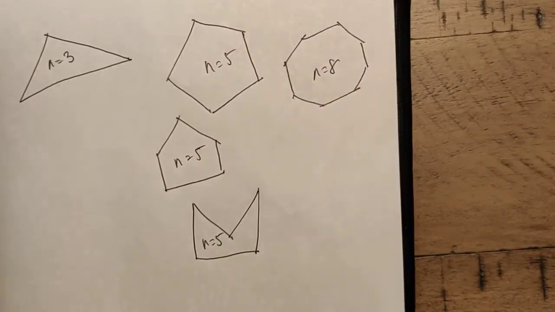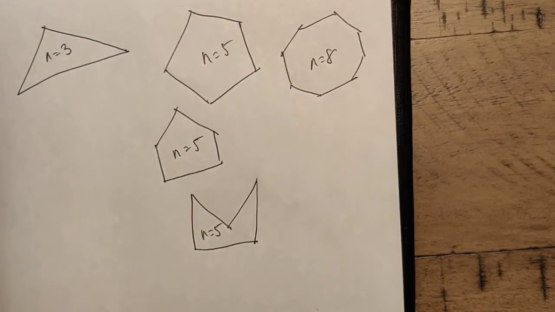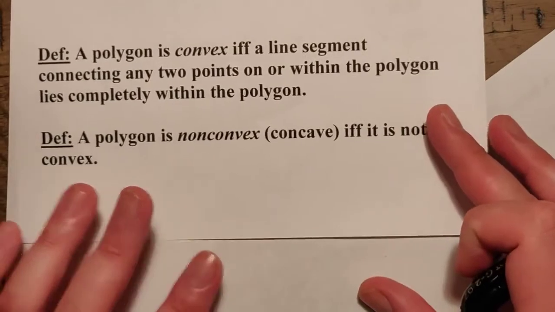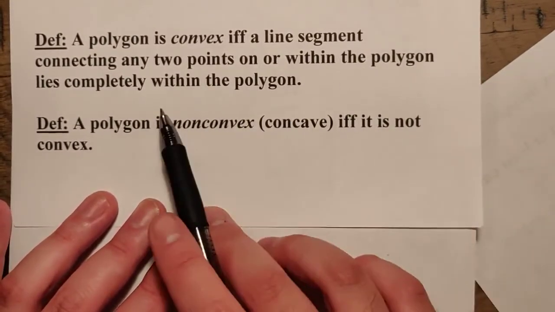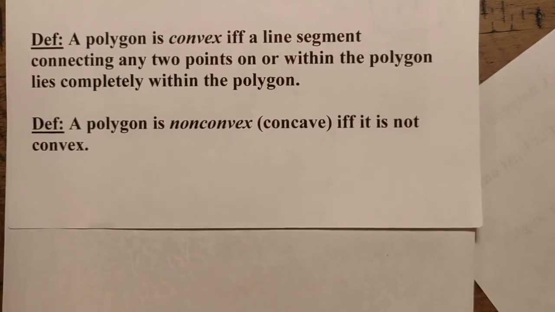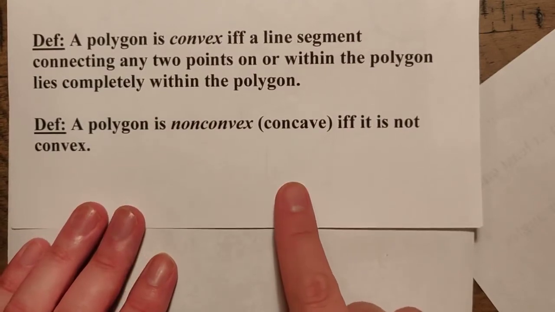So we refer to these two types of polygons here. This polygon and this polygon are their own group, and this polygon on the bottom is its own group as well. We define this as what is known as convex. A polygon is convex if and only if a line segment connecting any two points on or within the polygon lies completely within the polygon. Basically, the polygon swells outward, so it's vaguely circular in nature. It doesn't fold in on itself. And we refer to non-convex polygons, or concave polygons, as those that are not convex.